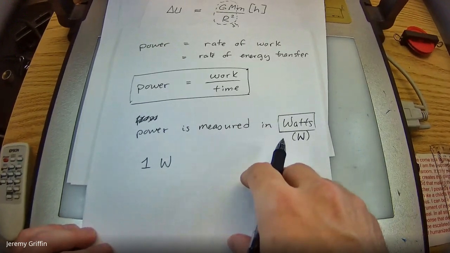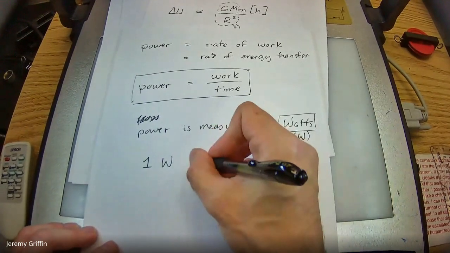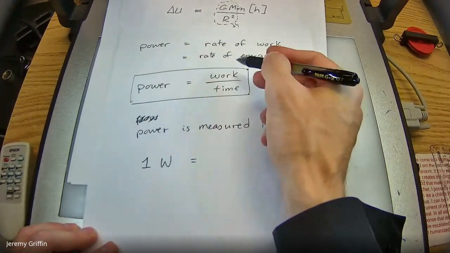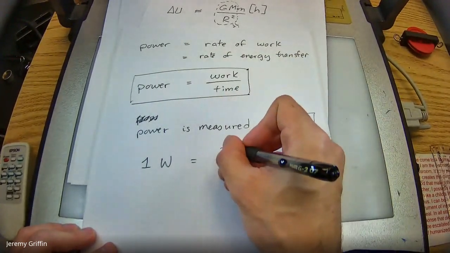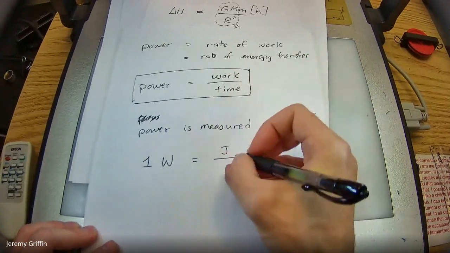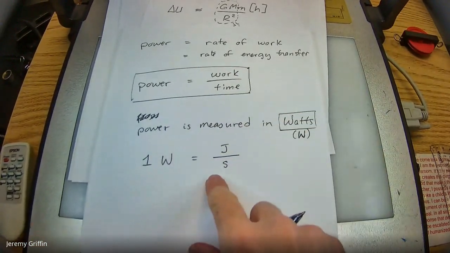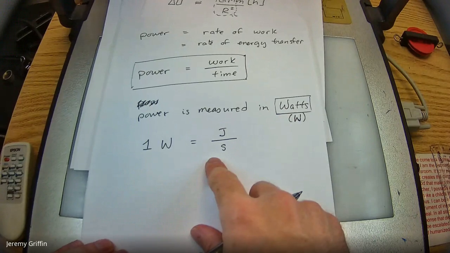Work is measured in joules. Power is measured in watts. But what is 1 watt? Well, follow this format right here. Work is some number of joules. Time is some number of seconds. So 1 watt is 1 joule per second.